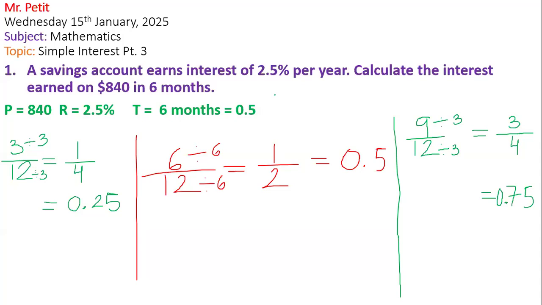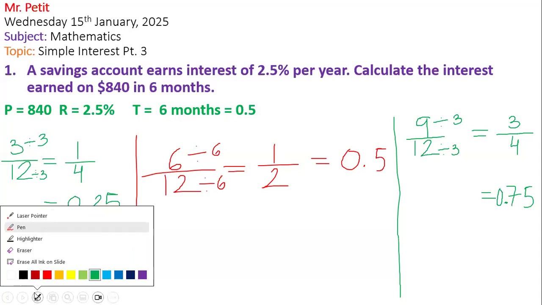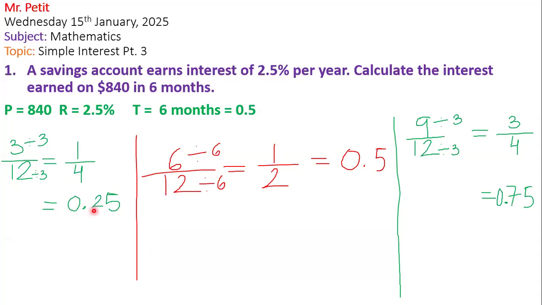So it's like money. You have 25 cents, 50 cents, 75 cents. So if they give us 6 months, how much is that in terms of a year?